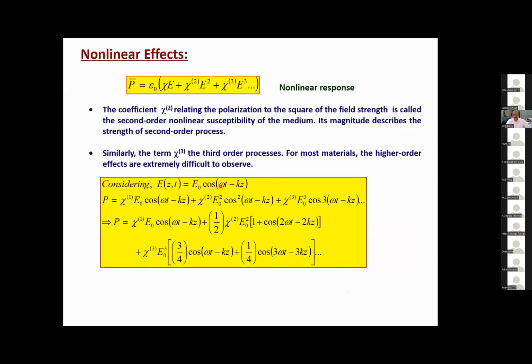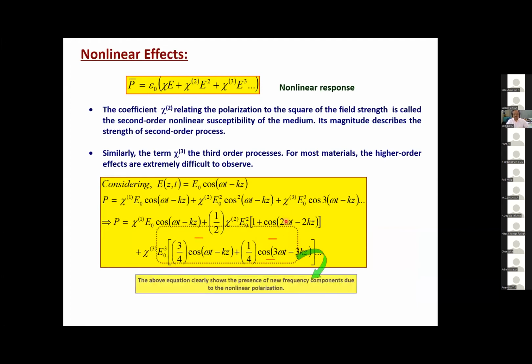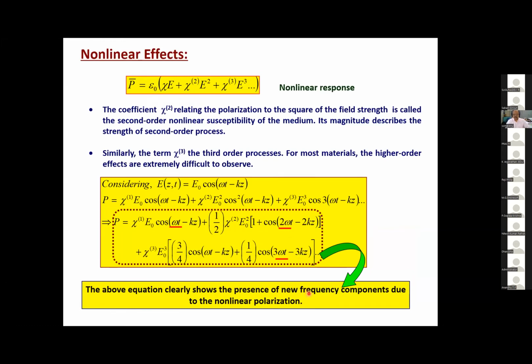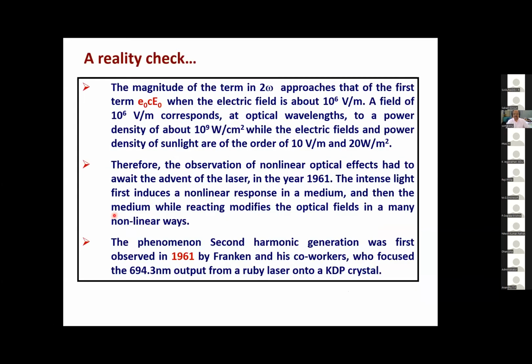Suppose you consider the first solution, a sinusoidal solution for the electric field. When you plug it into your polarization, what you get is extra terms at 2 omega and 3 omega, which means that these are the harmonics of your fundamental: the second harmonic and third harmonic. This is the presence of new frequency components due to the nonlinear polarization of the medium.